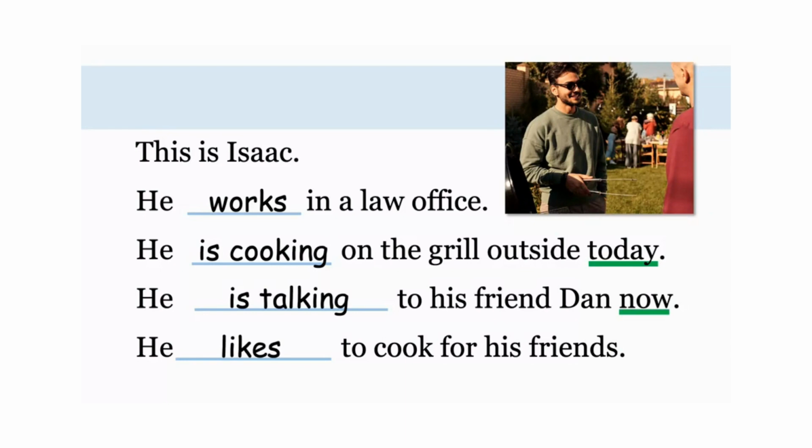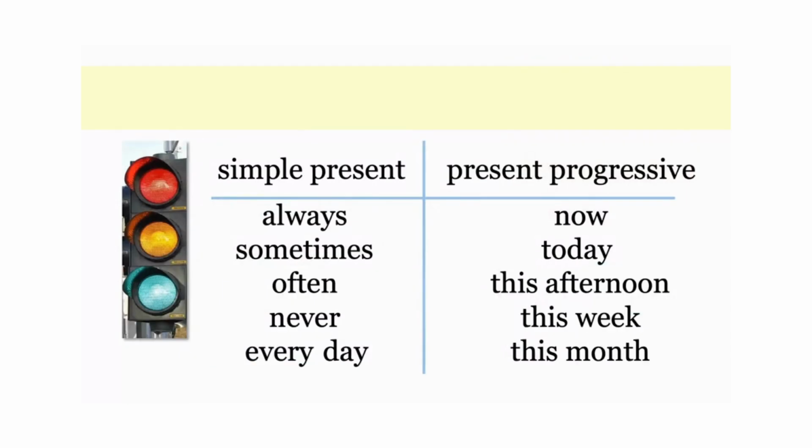In this lesson, we reviewed the different uses for the simple present and the present progressive. And you learned about signal words to help you see these differences.